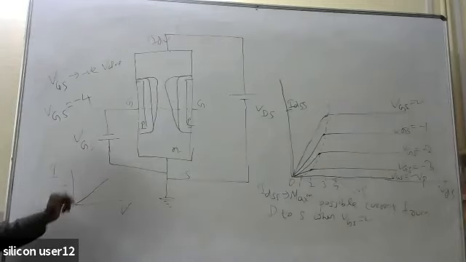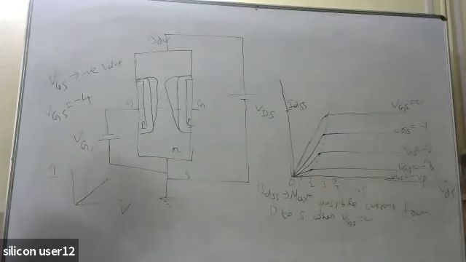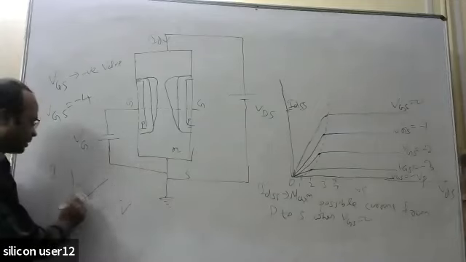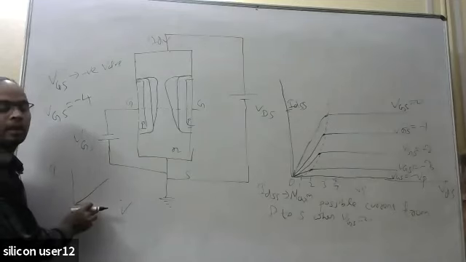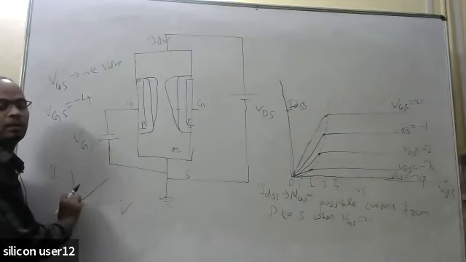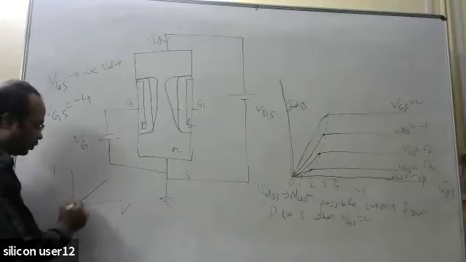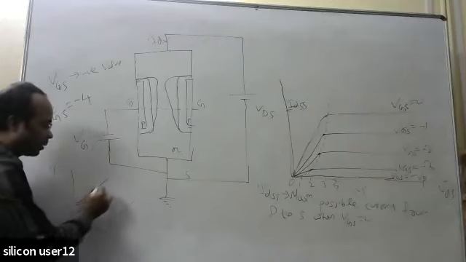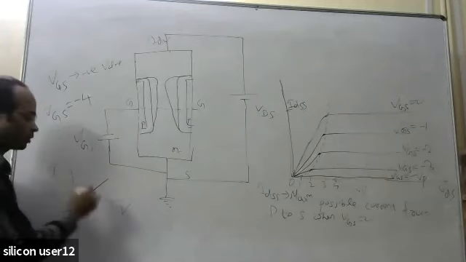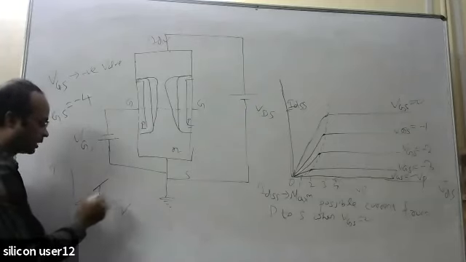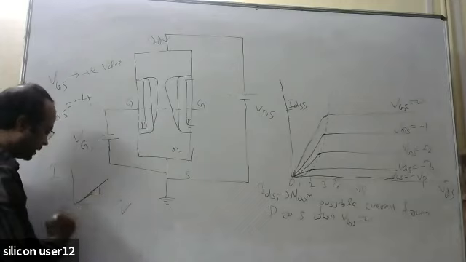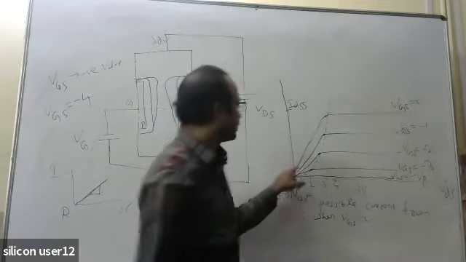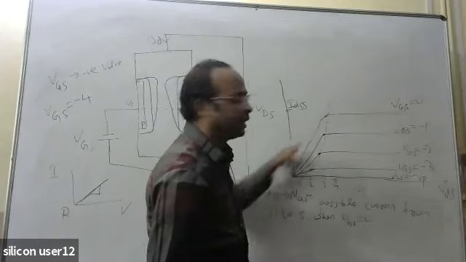Suppose you talk about a 1 ohm resistor. If you apply 1 volt, then the current will be 1 ampere. You apply 2 volt, then current will be 2 ampere. So with an increase in voltage, the current will increase, so they have a particular slope. This slope value is given by the resistance of the resistor. So here you can say it is acting like a resistor.